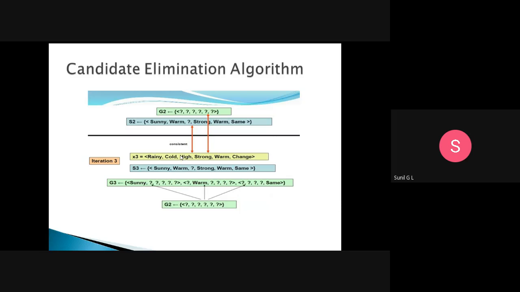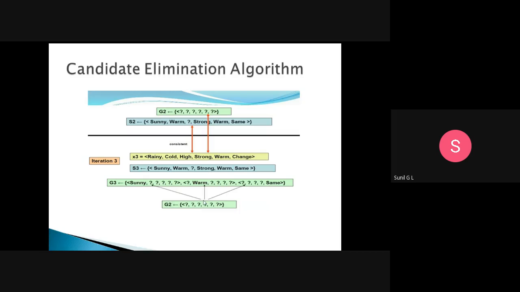When there is a question mark and a value, don't change it, don't write anything. Strong and strong, when values are same, or question mark and value, don't write a new general hypothesis. When the values are different, at that time you write the new general hypothesis. Strong, strong, same values, don't change. Warm, warm, no change. And here there is a difference. When there is a difference, keep the specific hypothesis value at that specific position, and for other things you can keep the question mark. So we have done this one.